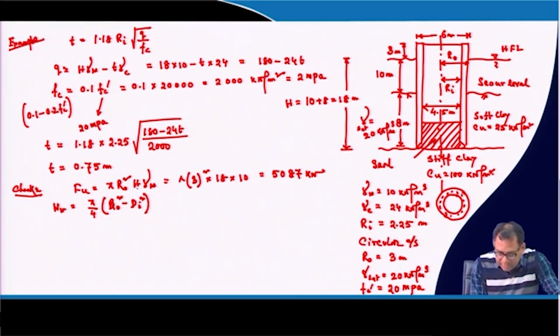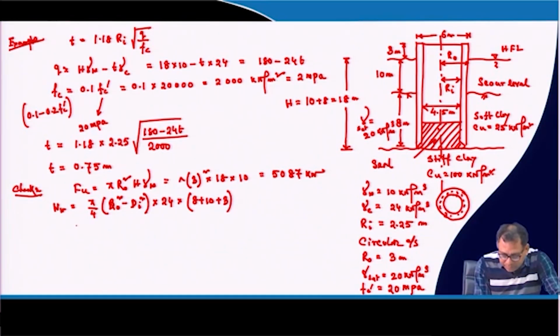Okay. That is the area of this solid portion, and then the weight of the concrete is 24, and then the length of this shaft. So, what is the length of this shaft? This is 8 plus 10 plus 3. So, the length of the shaft is 8 plus 10 plus this 3. So, this is 21 meter, the length of this shaft.